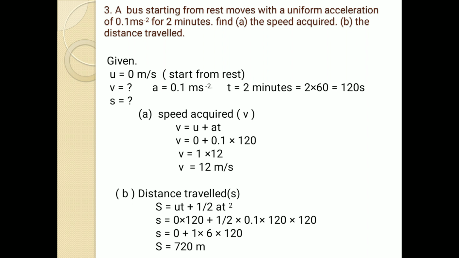Next, for the simplification, if you multiply 1 into 6 is 6. So 6 into 120 is 720. So 720 meter is the distance traveled by the bus. Is it clear? Okay, fine.